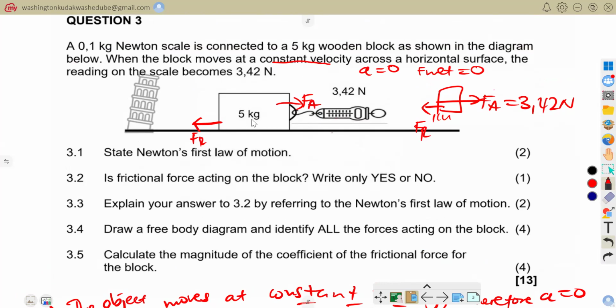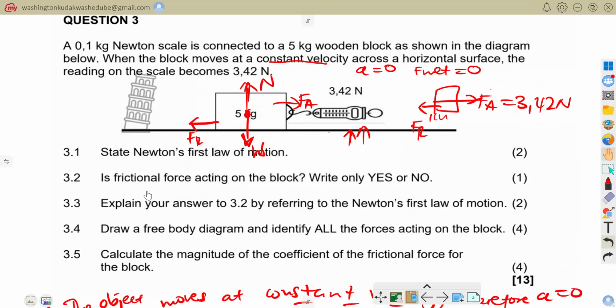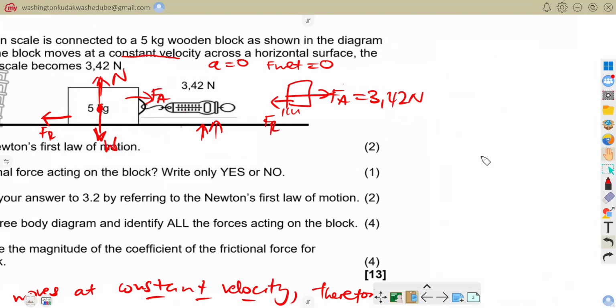Due to this mass, we are going to have the weight of the object going downwards. And due to this surface, we are going to have a normal perpendicular force acting on that object, which is the normal force. So when we are drawing a free body diagram, we remove this object and we represent it by a dot. That's what we mean by a free body diagram. So I'll draw that free body diagram here.